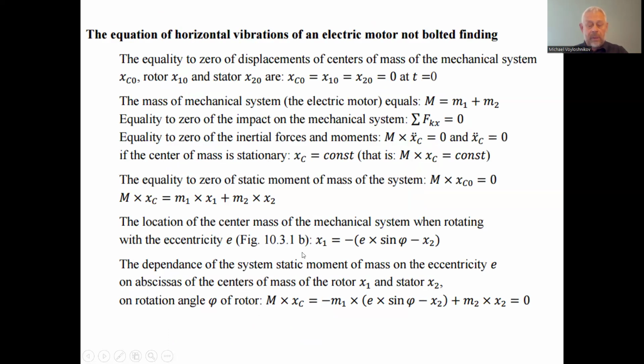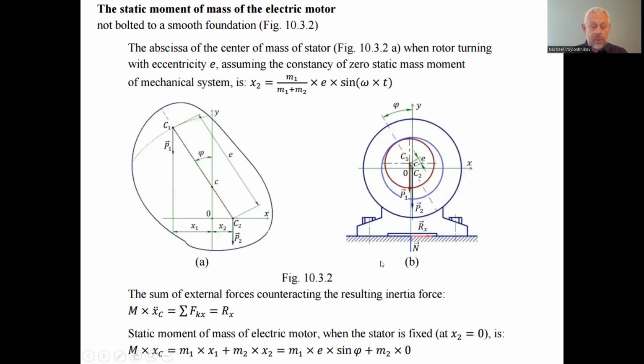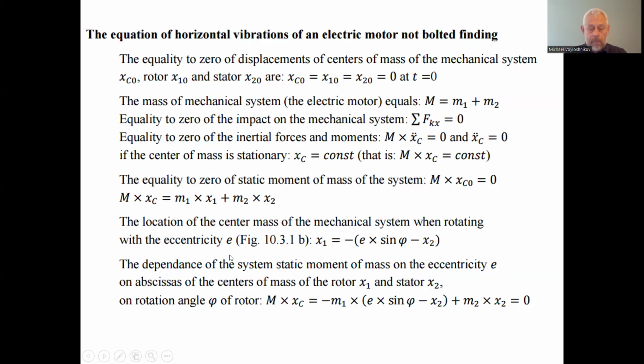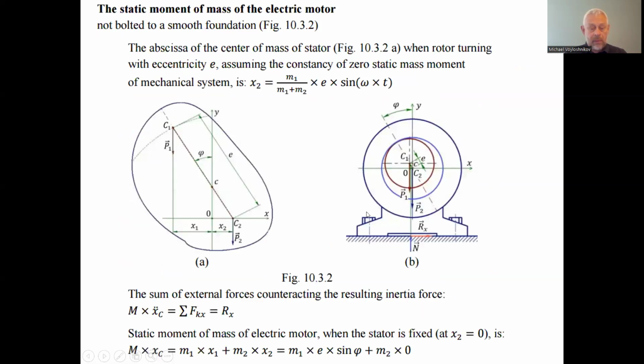And the location of the center of mass of the rotor is minus eccentricity multiplied by the sine of phi, minus x2. Eccentricity multiplied by the sine of the angle of the inclination plus x2. So we have a definite angle of the inclination. And x1 equal to this eccentricity.